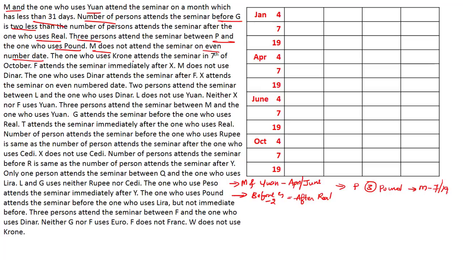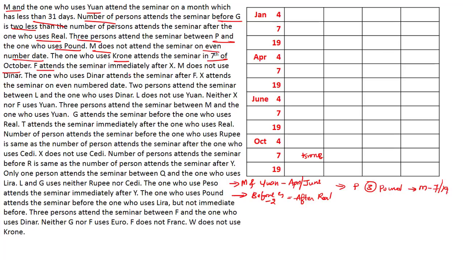The next one is the one who uses Chrome attends the seminar on 7th of October. 7th of October, the person who uses Chrome has to be placed. So October 7th is here. So we can directly write it here. Chrome has to be here. So Chrome has to be at this particular place.